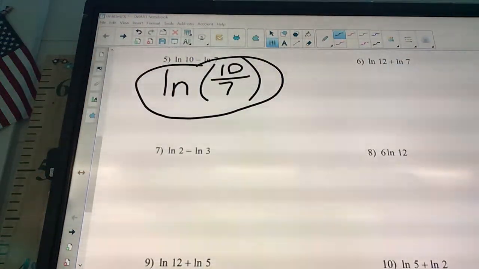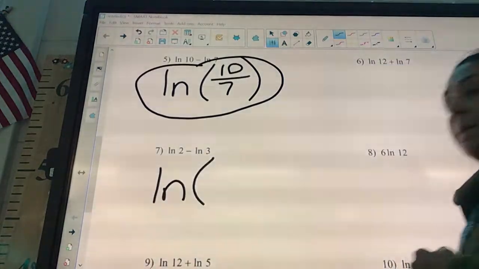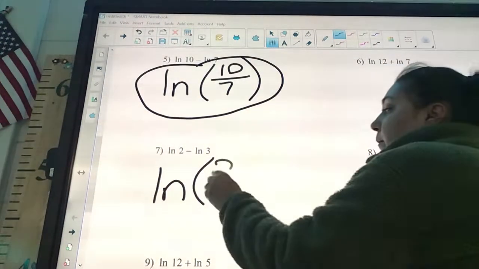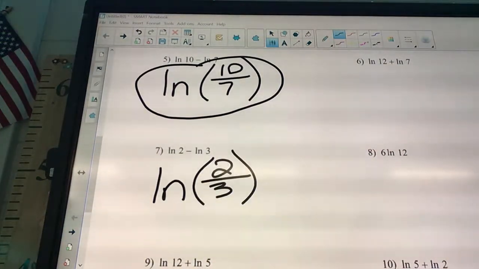Okay, 7. It's going to look like natural log of what? 2 over 3. Okay, check it. See if that simplifies. It can't. Nope, it doesn't. So we're going to circle it, and that's our answer.